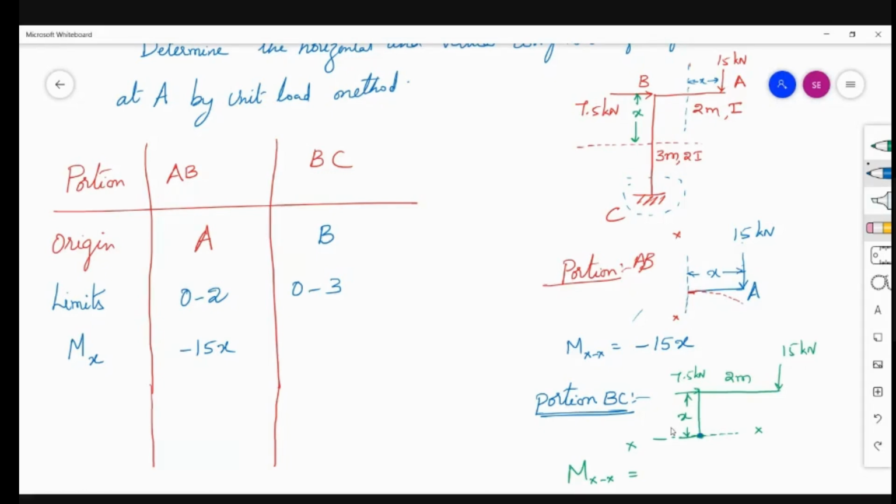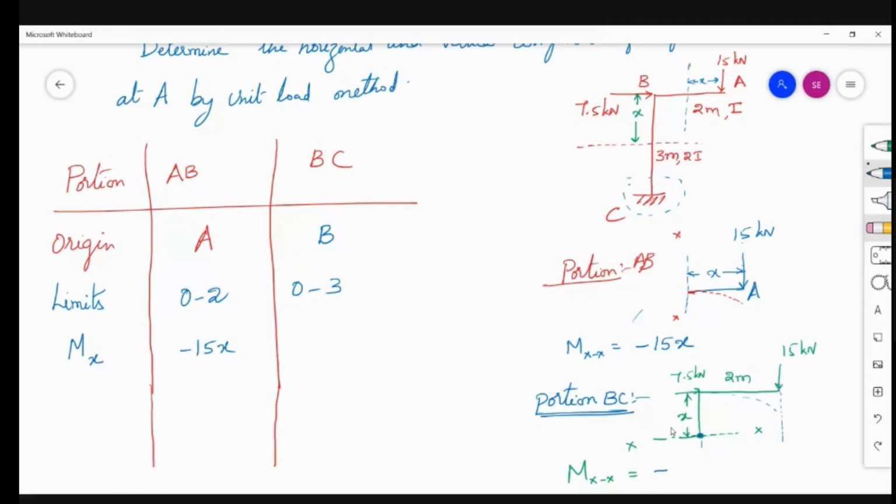Here your 15 kilonewton is there. This 15 kilonewton is creating hogging, because it is bending like this. Hogging is negative, minus. So we know the perpendicular distance between these two loads.